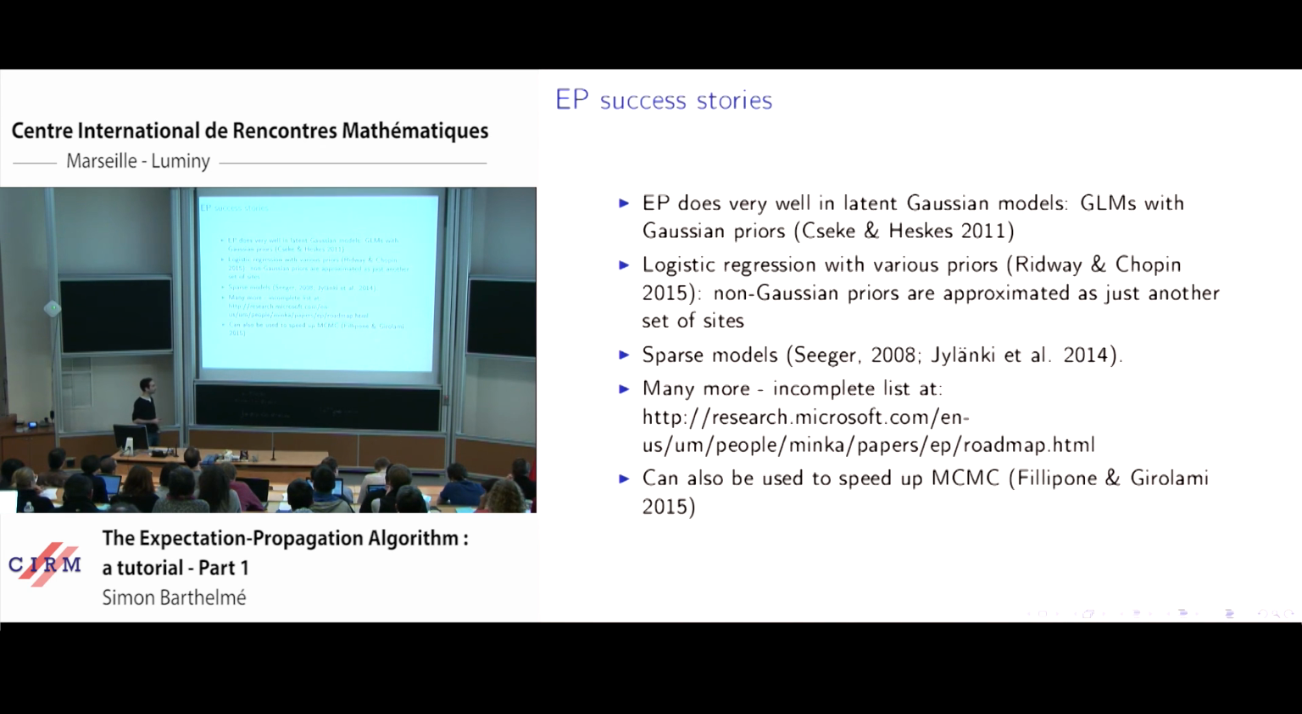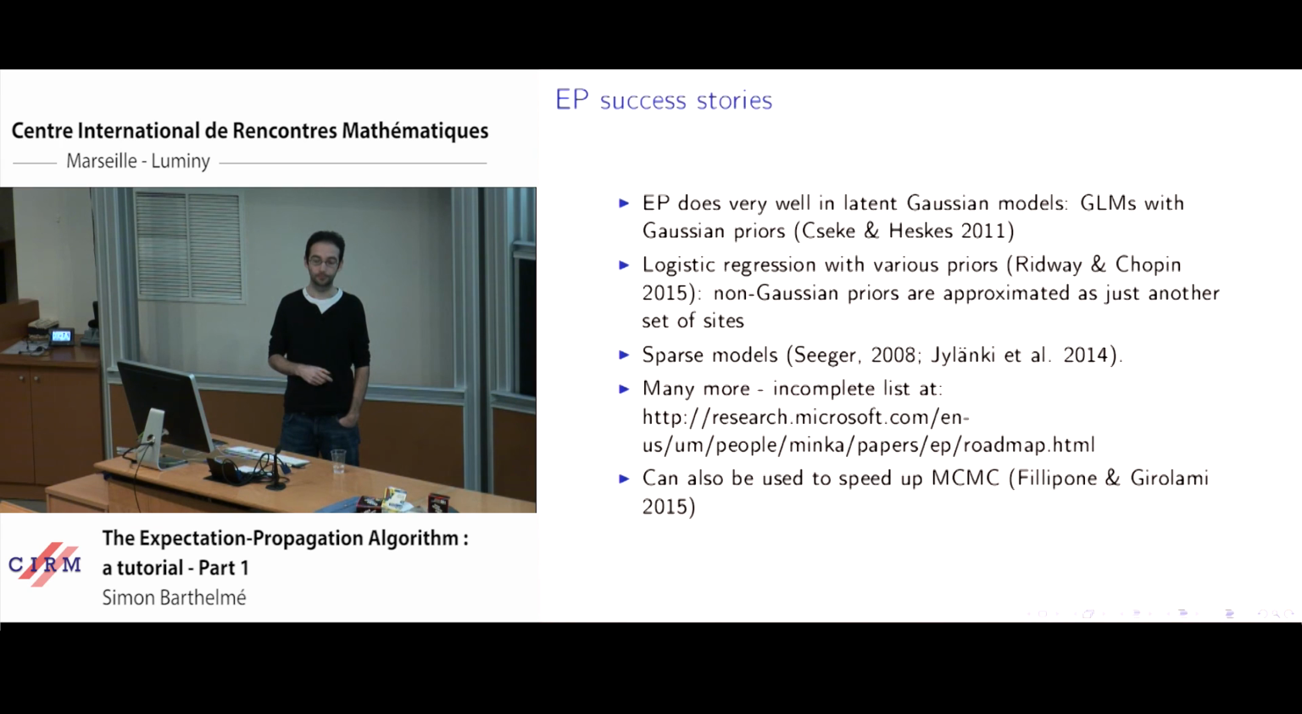It works. There's a nice paper by Maurizio Filippone and Mark Girolami from last year, where they use EP to form approximate marginals, and use that as a proposal for MCMC, essentially. It speeds up inference in Gaussian process models by a lot. Because EP gives you good approximations, it also gives you a way of exploring posterior distributions in efficient ways. So it can be combined with MCMC if you like.